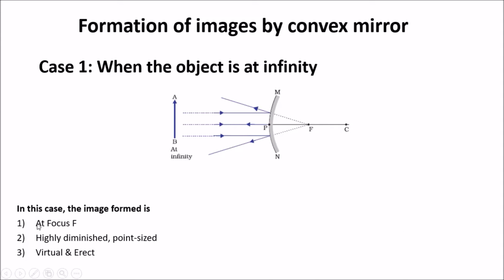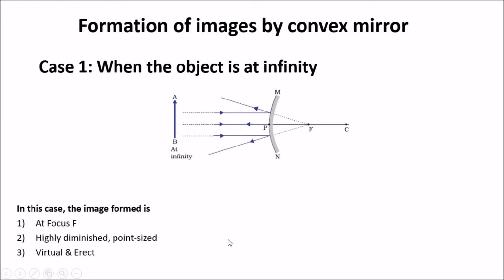Whenever we are drawing the ray diagram, we have to keep in mind that we have to write the conclusion of the ray diagram. As I told you for the concave mirror also, the conclusion should include where the image is formed, what the size of the image is, and what its nature is. When the object is at infinity, the image formed is at focus, highly diminished, virtual and erect.